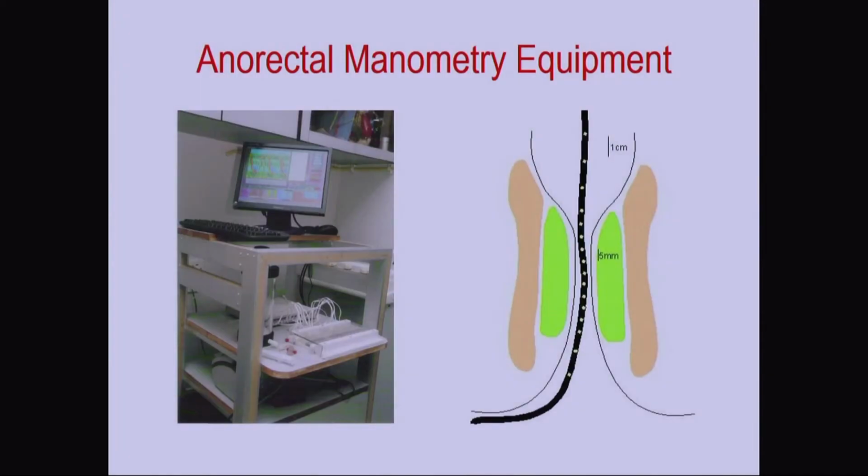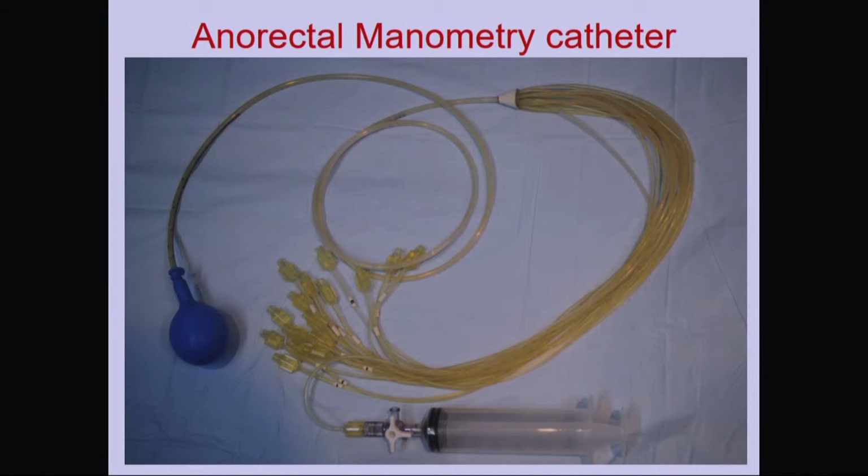How do you do it? We place a single catheter with a balloon, the blue balloon, which is placed in the rectum. The balloon can be inflated to measure rectal sensation and balloon defecation.